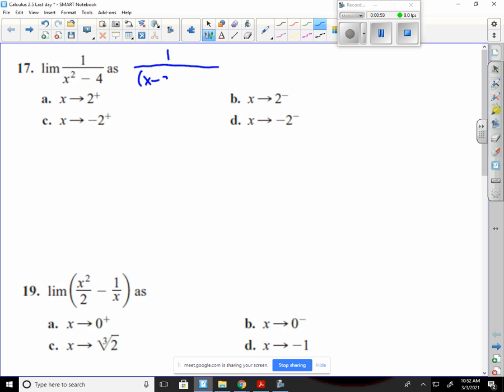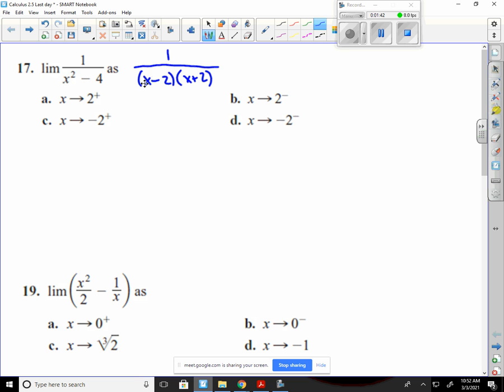So this is 1 over x minus 2 times x plus 2. Now when I see that, it's going to be easier to recognize what happens as I'm coming from the right. When I come from the right, like say 2.1, 2.1 minus 2 is 0.1. 2.1 plus 2 is 4.1. 0.1 times 4.1 is 0.41. 1 divided by 0.41 is going to be a little over 2. Think about it as I get closer and closer, it's going to be like 0.01, and then it's just going to keep going up and up.